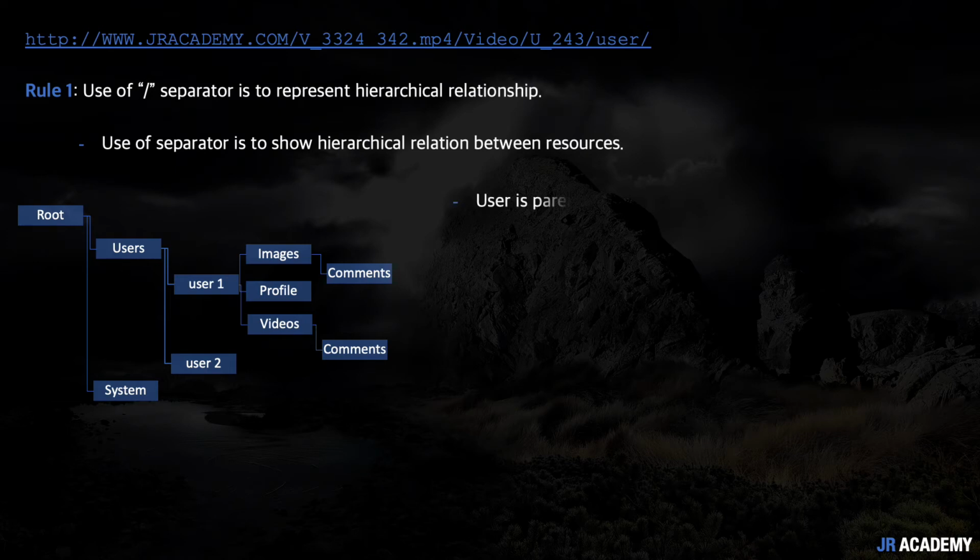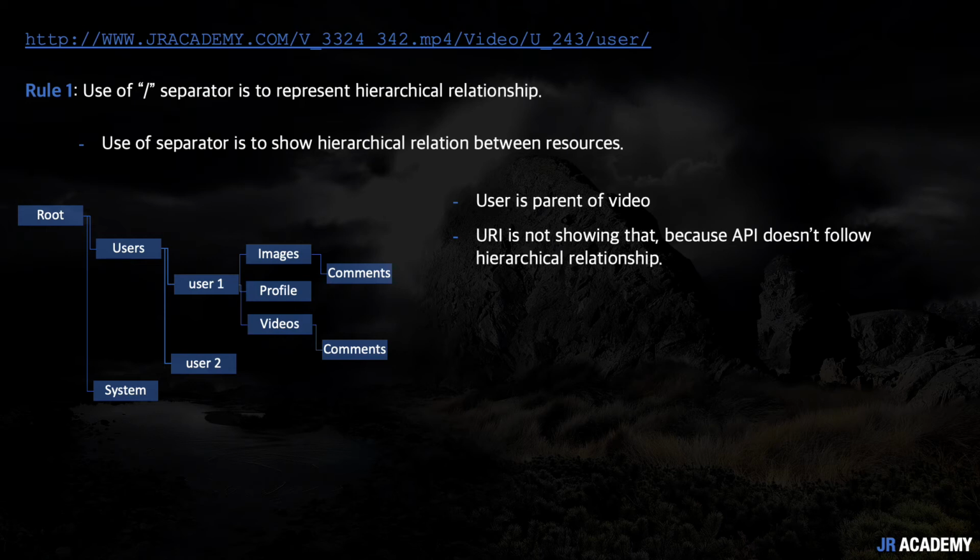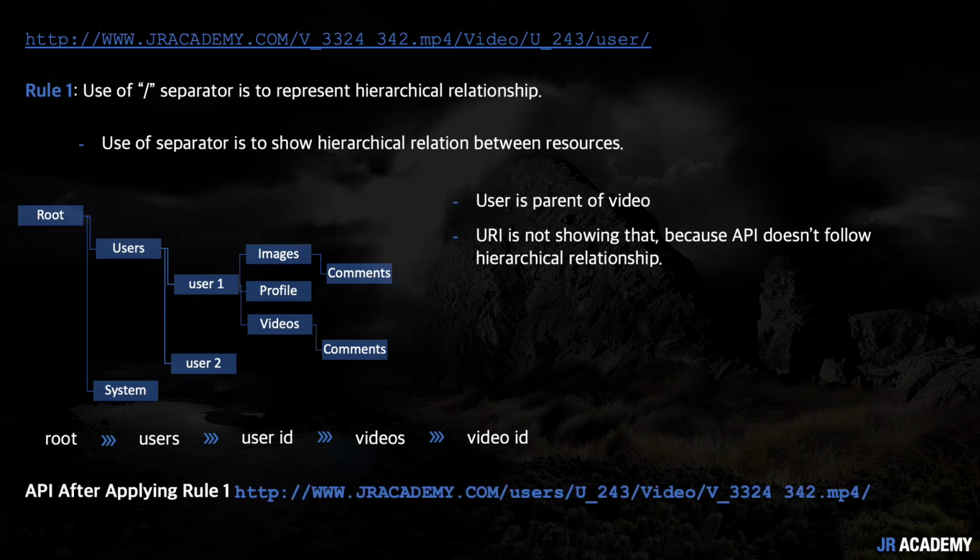So basically this means that user is a parent of video, and our URI is not showing that because this API doesn't follow a hierarchical relationship. So if we apply this rule to our URI, then we need to go inside the users folder, and then we need to look for the user with the user ID. And once we get that user, then we need to go to the videos folder, and then we need to choose the video with the video ID.